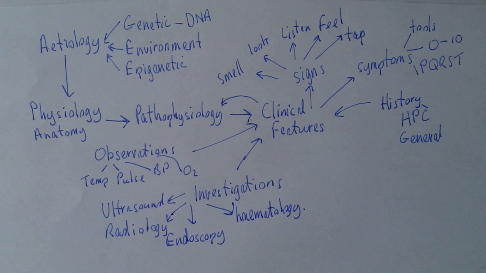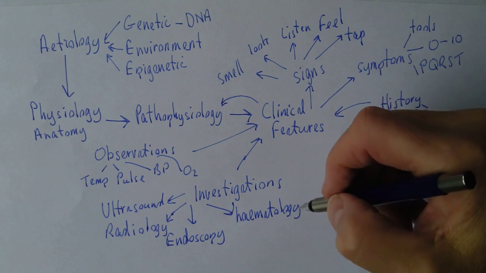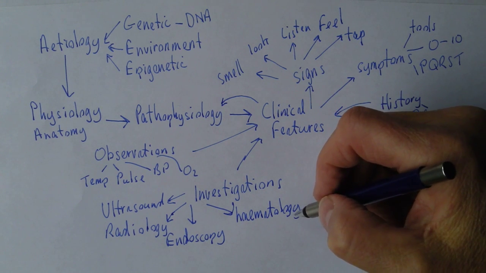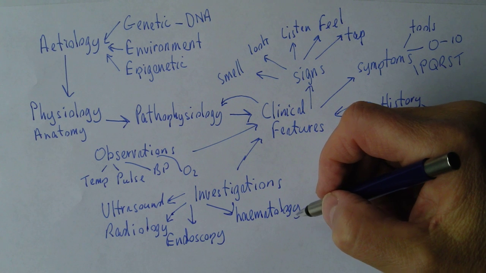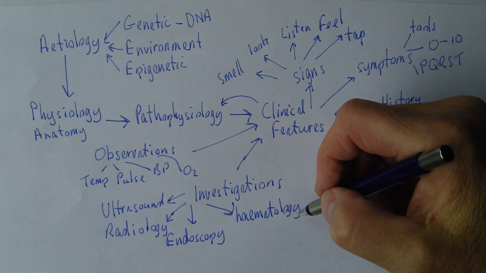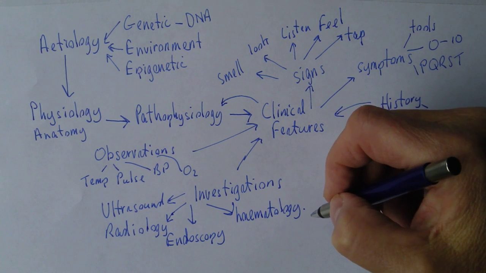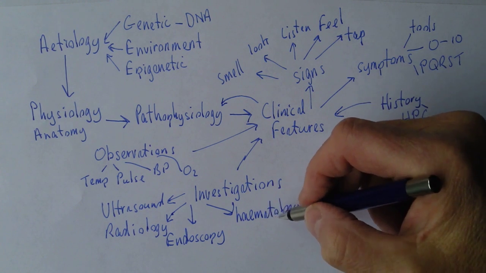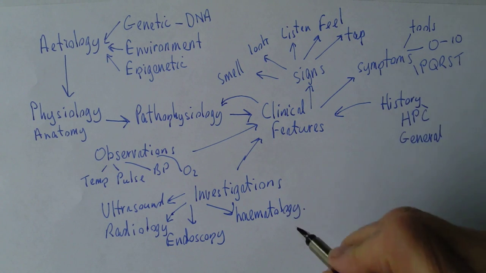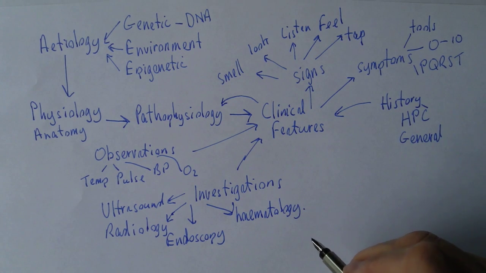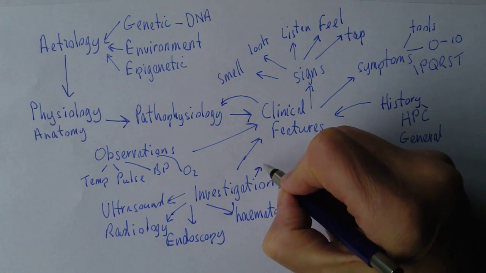So hematological investigations might look at, for example, hemoglobin concentrations, or platelet counts, or the number of white blood cells to see if there's a leukocytosis. If there's an increase in lymphocytes, a lymphocytosis, that might indicate viral infection, or an increase in monocytes that might indicate tuberculosis, or an increase in neutrophils which might indicate bacterial infection. So hematology can tell us all sorts of things, as can biochemistry.